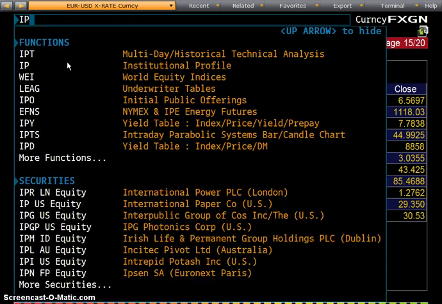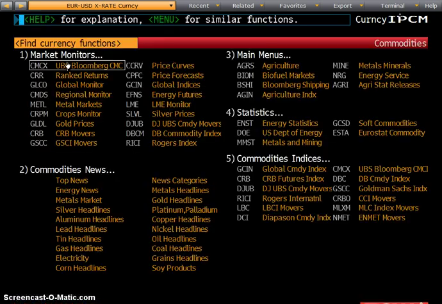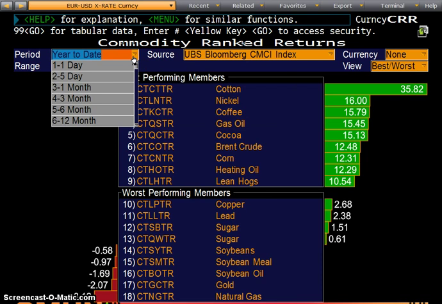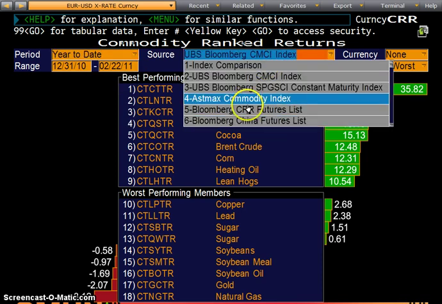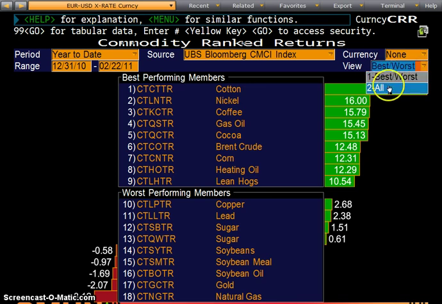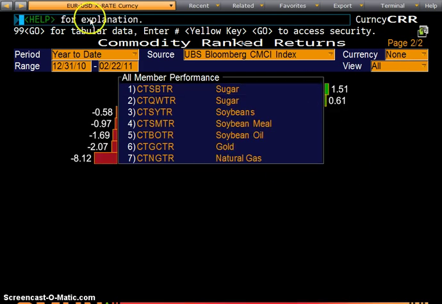Now the next one I want to introduce you to is IPCM. It covers commodities. If I click onto the CRR, it's called ranked returns. I already touched on this screen earlier. It ranks all the commodities, showing how each has performed over the last year or year to date. You can change it to monthly if you want to, and there are also other different sources. You can also base it on different currencies, and look at the best and worst performers, or you can look at all of them and how they all perform. This is page 1 of 2. Click page down and you can see the long list of them.